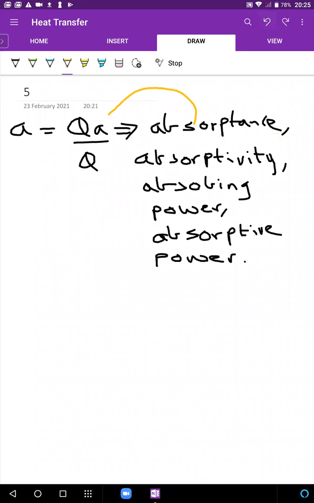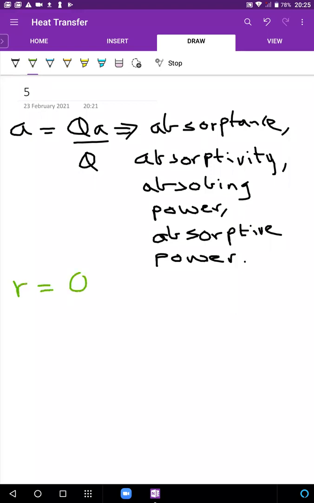Okay? So of course, I mean, it'll have the word absorb in it. You cannot go too wrong with it. Okay? These are all multiple names referring to the same thing. The idea is it will have the word absorbing in it.